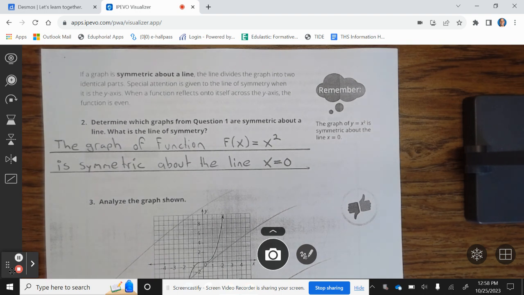Determine which graphs from question 1 are symmetric about the line. What is the line of symmetry? The graph of the function f of x equals x squared is symmetric about the line x equals 0.